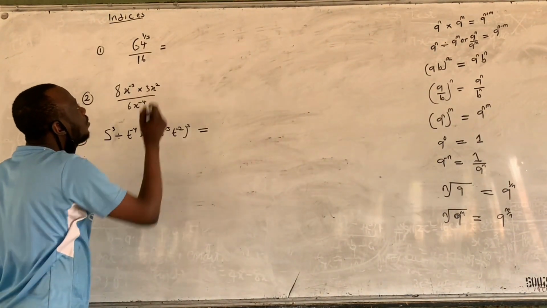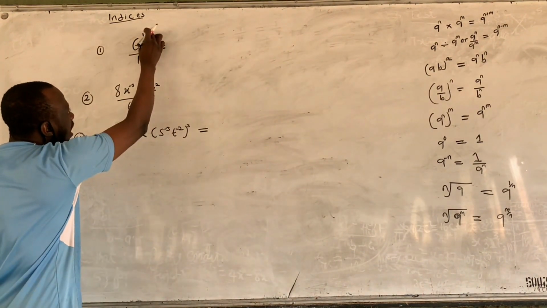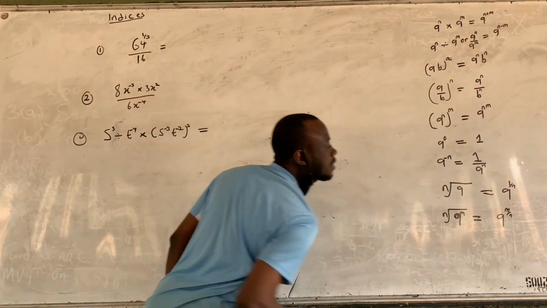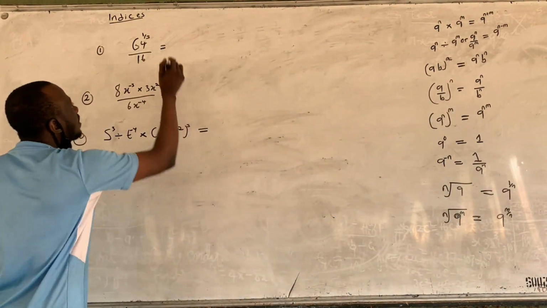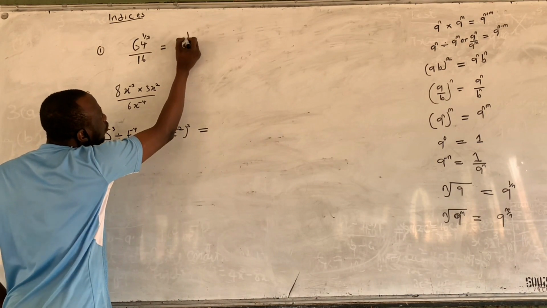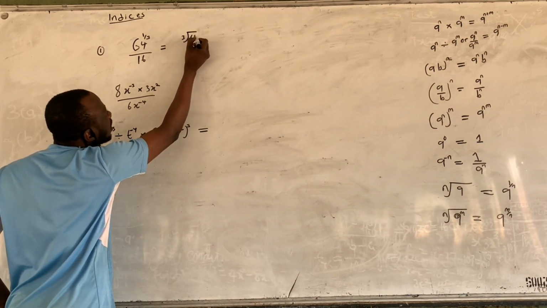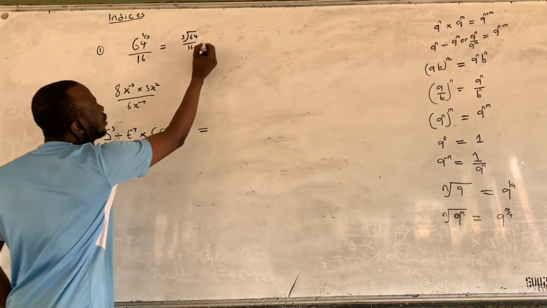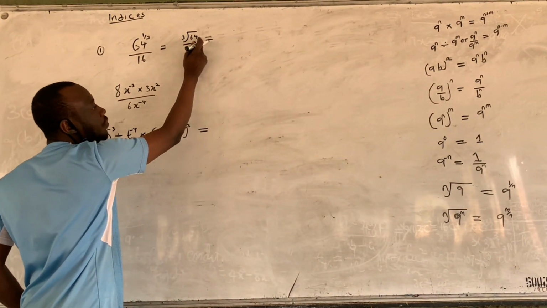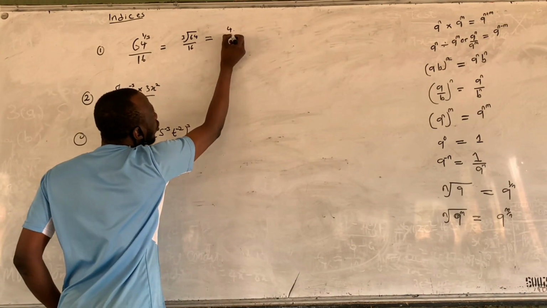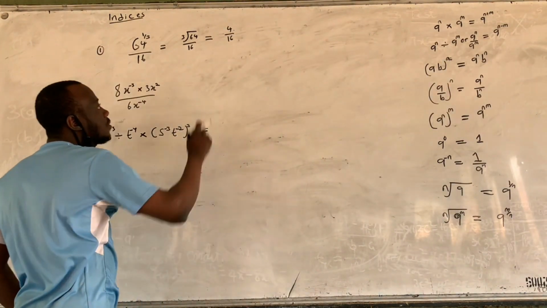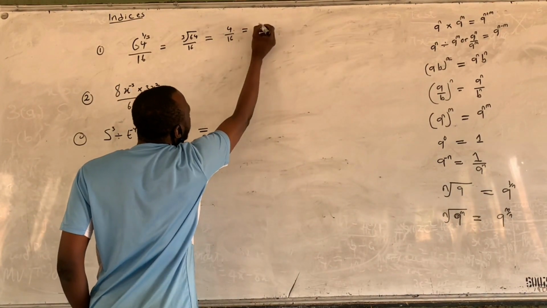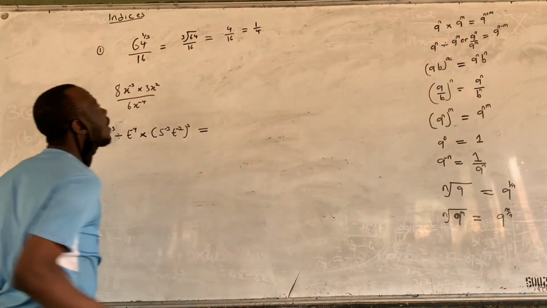Either, since we have 64 to the power of 1 over 3, we follow this rule of indices. The rule states that this is the cube root of 64 over 16. The cube root of 64 is 4, over 16. Now 4 over 16 is equivalent to 1 over 4.